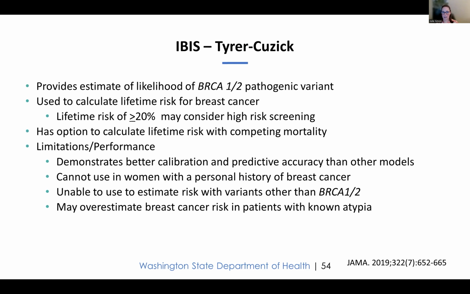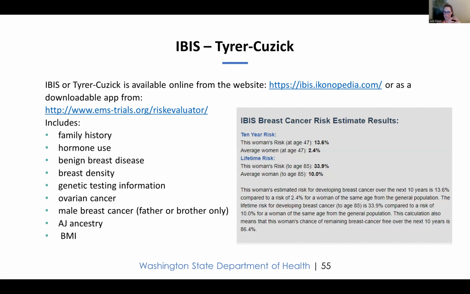So as it lists here, it does have its own limitations. It does tend to overestimate in someone with a known atypia, and it's only looking at BRCA1 and 2. It's not looking at any of those other newer genes that Katie had pointed out. And so on the next slide here, it's going to list out all of these different criteria that we're looking at.